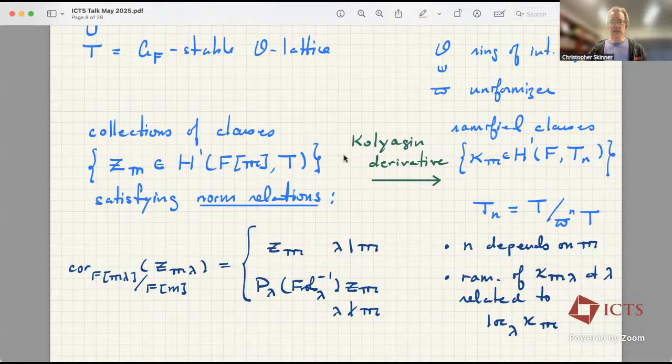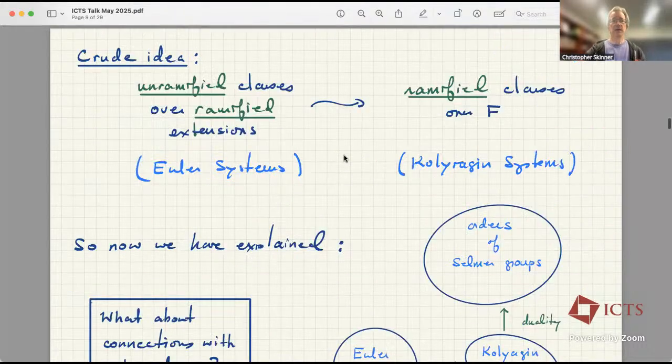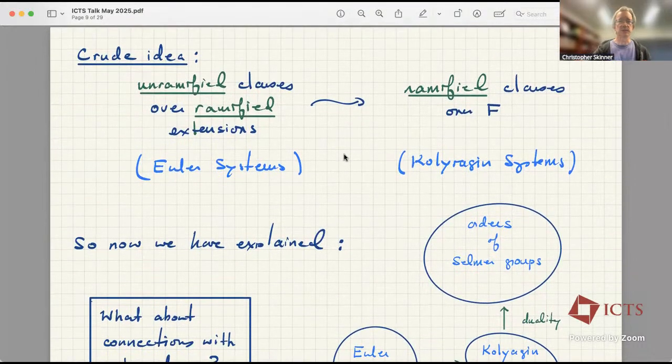Look like the Euler factors of an L function. All right, so this is the crude idea of Euler systems: to take unramified classes over ramified extensions, which satisfy these compatibilities, these norm relations, and produce ramified classes over F. And then global duality takes over and bounds the Selmer group. So that's the theory of Euler systems.